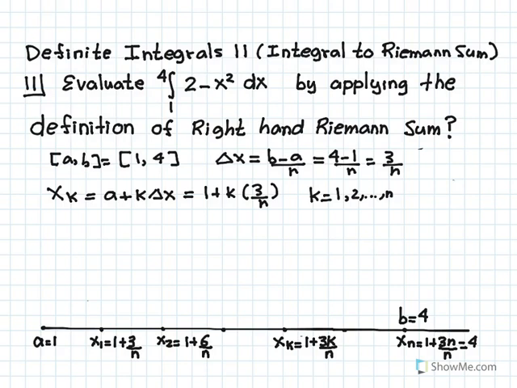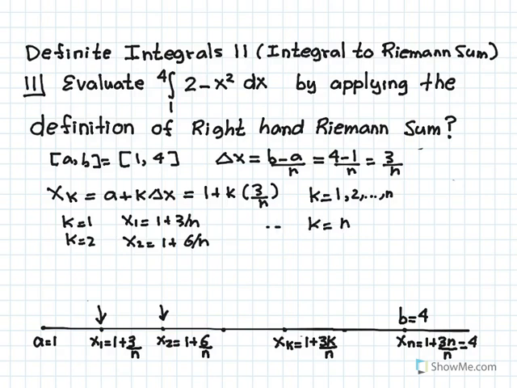If you plug in k equals 1, you get x1 equal to 1 plus 3 over n, and that is the first sample point. If you put k equals 2, you get x2 equal to 1 plus 6 over n, and that's the second sample point. If you plug in k equals n, that gives us xn equal to 1 plus n times 3 over n. The n's cancel out. 1 plus 3 is 4, and that's the value of b, the endpoint. So there it is, b equals 4.